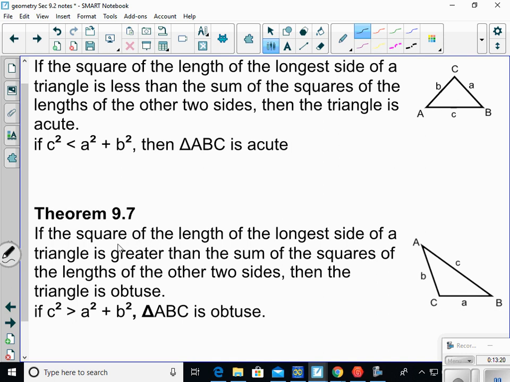On the other hand, if the square of the length of the longest side of a triangle is greater than the sum of the squares of the lengths of the other 2 sides, then the triangle is obtuse. So in this case, we want to make sure that we're putting the C term on the left, just so we don't get confused between less than and greater than. If C squared is less than A squared plus B squared, it's an acute triangle. If C squared is greater than A squared plus B squared, then it is an obtuse triangle.